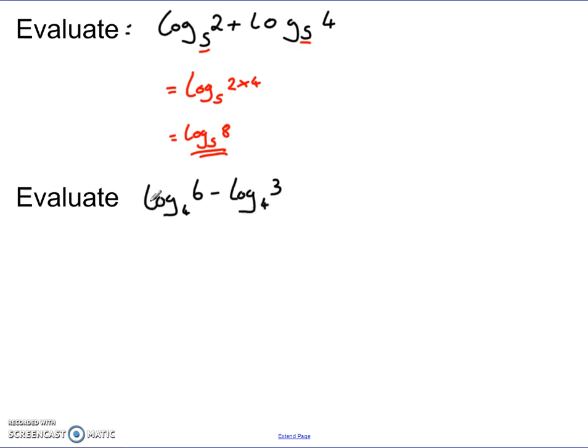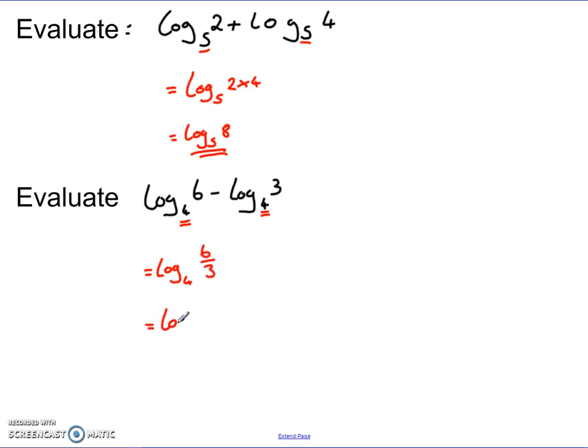Second example here, log to the base 4 of 6, take away log to the base 4 of 3. Again, same base power in both of them, so we're able to combine them. Now remember, subtract means a division, and it means it's the second one that is the bottom of the fraction. So in this case, it's going to be log to the base 4 of 6 divided by 3.